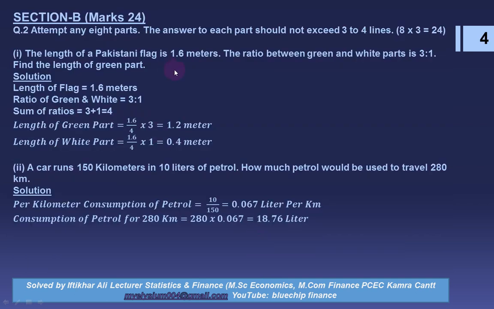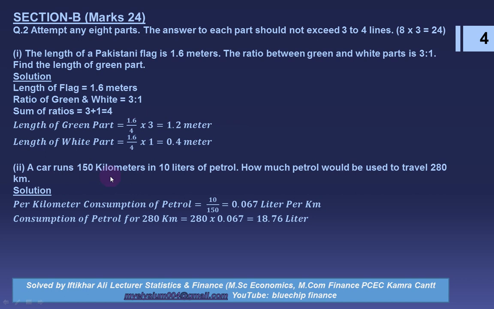Now we move to section B. The first question: the length of a Pakistani flag is 1.6 meters. The ratio between green and white parts is 3:1. Find the length of the green part. As we discussed before, in this type of case, first of all take the sum of the ratio, which is equal to 4, and then the total length will be multiplied by each part of the ratio, one by one, with 3 and 1, and you can take the individual parts in the length.